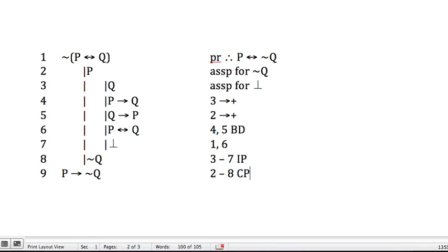Okay? Why did we prove P arrow not Q in the first place? Because we were trying ultimately to prove P if and only if not Q, and we decided to do that by proving the conditional first from left to right, and then from right to left. Now, we've run out of room here. I'm going to leave it to you as an exercise. Complete the proof. You need to prove not Q arrow P. You should be able to do that pretty straightforwardly.